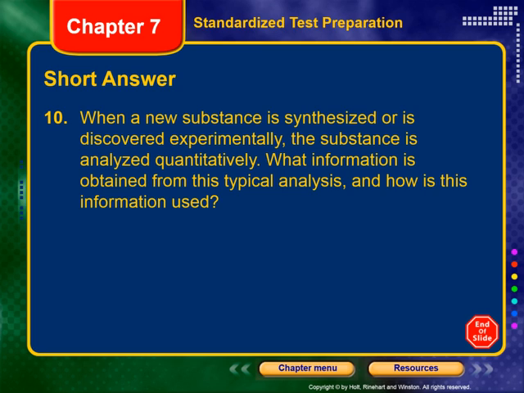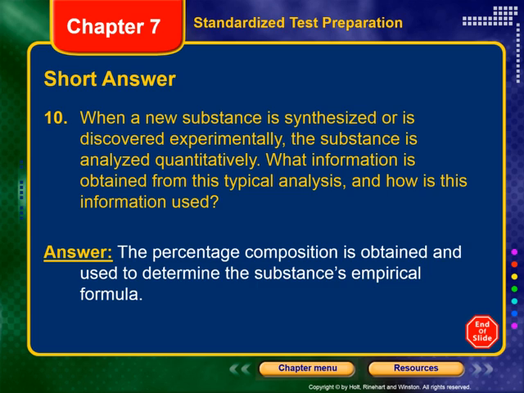Well, what we've already done in this chapter is we've taken percent composition, we've assumed a 100-gram sample, we've gotten the mass composition, gone to the molar composition, and then to the smallest whole number ratio. But what is the smallest whole number ratio of elements called? Oh yeah, it's the substance's empirical formula. So the answer here is the percent composition is obtained and used to determine the substance's empirical formula. And that's what you will be doing for this test.